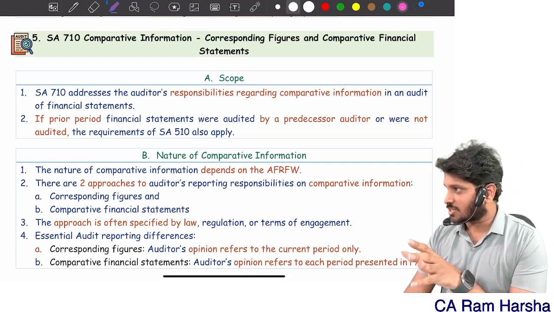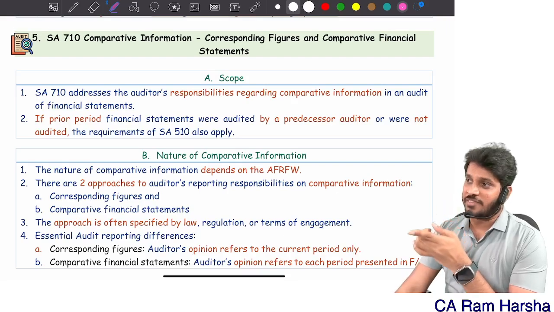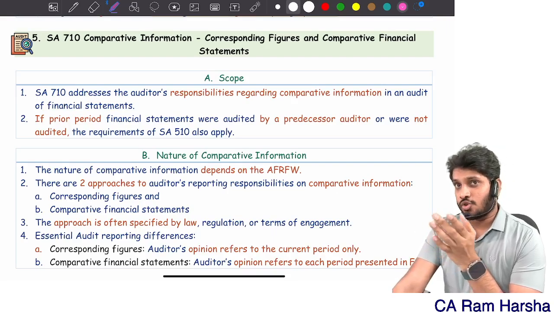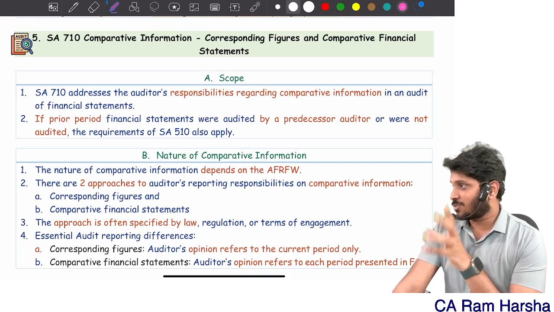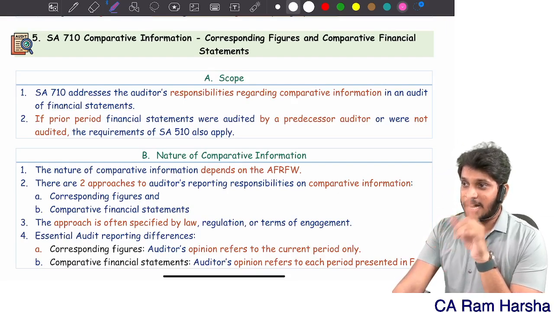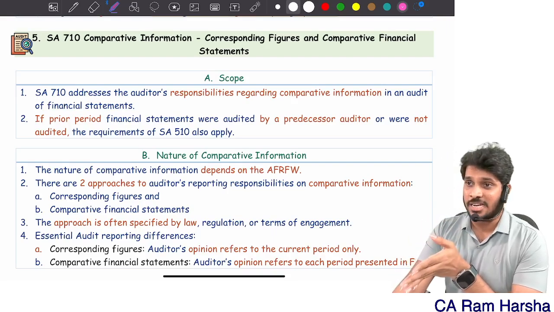This chapter's weightage: already we completed ethics and terms of engagement, which is close to 15 marks, and nature, objective and scope of audit, which is close to 10 marks. So close to 40 marks syllabus we have completed with this particular standard. 710 was asked in the recent Jan 25 exam, for a 5 marks or 4 marks question.